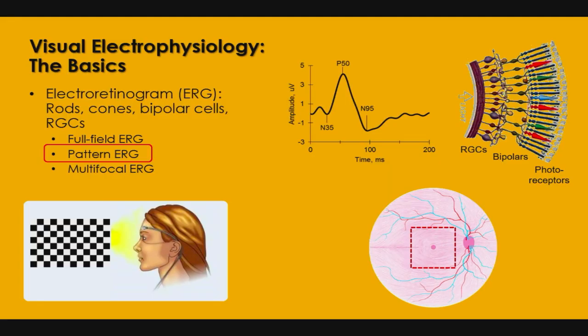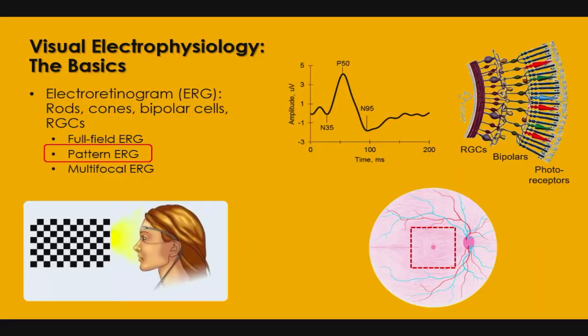By the nature of the stimulus, which is a check size, the part of the retina that mostly responds to check sizes is the ganglion cells. The ganglion cells respond very, very well to check sizes and borders and stuff like that. So the pattern ERG is mostly used to assess retinal ganglion cell function in the macular area.